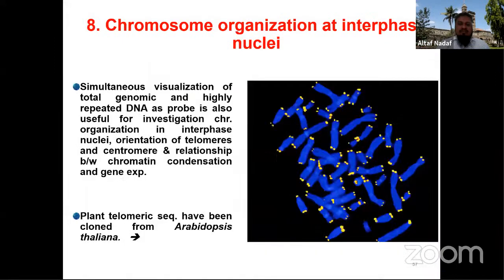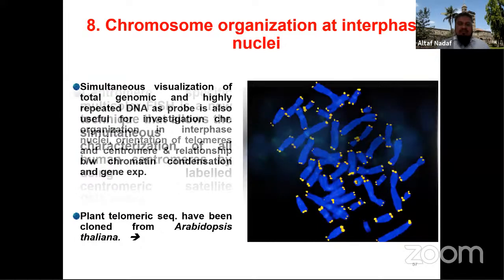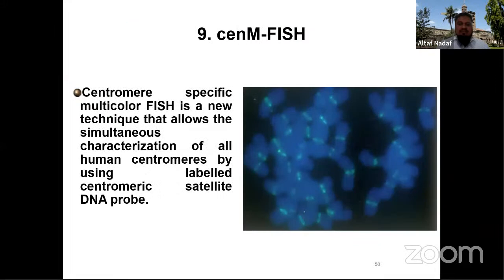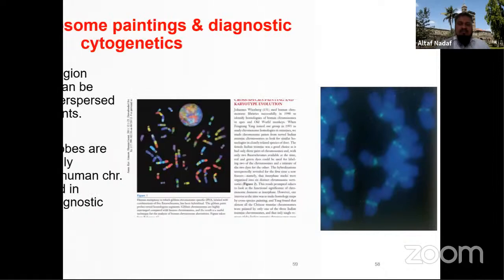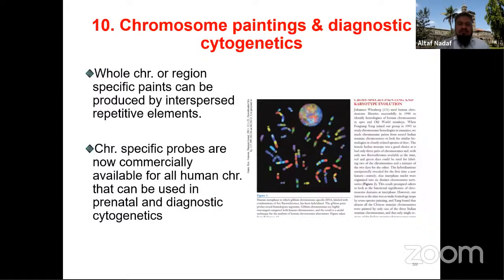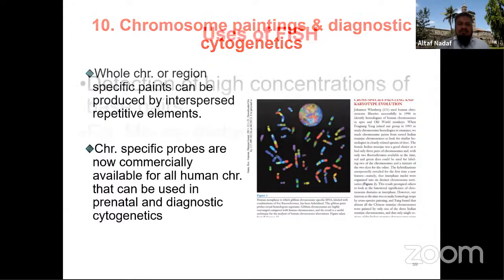Then for chromosomal organization at interphase nuclei, you are seeing here the green dots fluorescing at the telomeric regions. So this is how we can compare. Then there is a technique that specifically detects the centromeric regions in the chromosomes. Then chromosome painting and diagnostic cytogenetics, which is used for diagnosing syndromes.